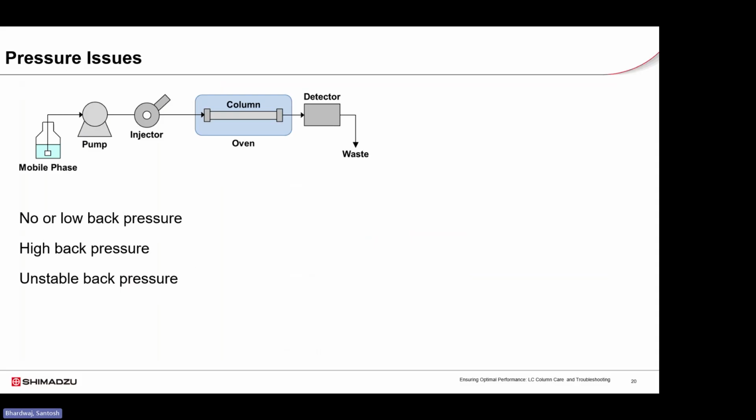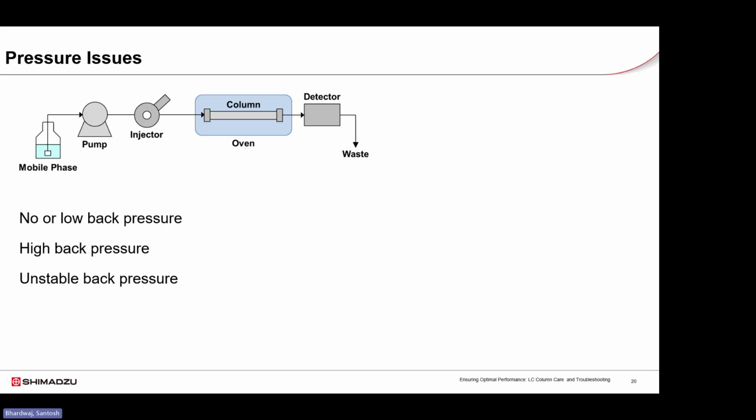In general, pressure issues can be classified into three types: low or no back pressure, high back pressure, unstable or fluctuating back pressure. Ignoring pressure abnormalities can lead to system damage or column failure, which is why monitoring pressure is a critical preventive practice. Before we look at each of these issues, it's important to understand what factors affect pressure. This helps us to know what is normal and what is abnormal.